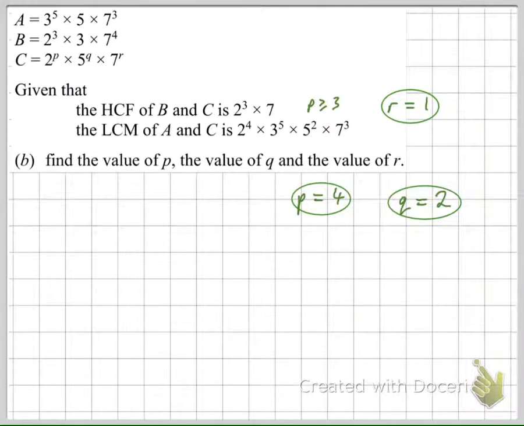And it looks like we're done, but just to finish off, let's just check that it also works for the 7. 7 cubed is the highest power for A and C on the 7. So 7 cubed and 7, well, we know R is 1 already, but that still works out, doesn't it? 7 cubed is indeed still the highest power on the 7, so that works. All checks out and we're done.